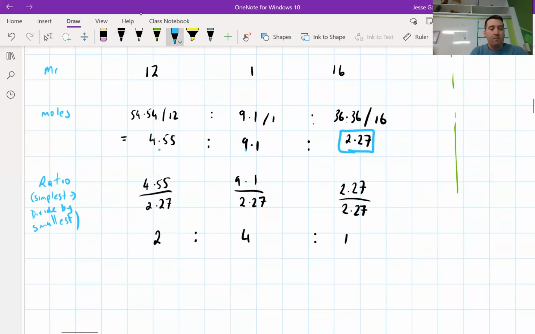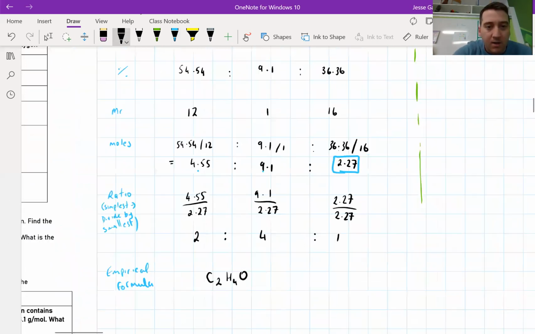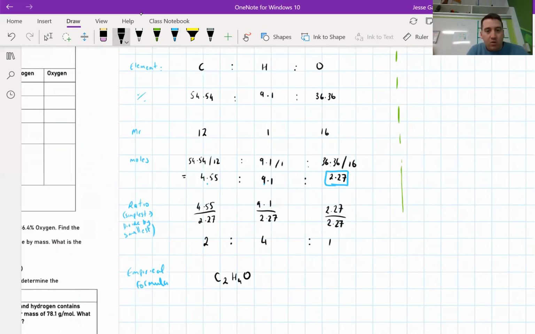So my empirical formula then is that we have 2 parts carbon, so C2, 4 parts hydrogen, H4, and 1 part oxygen. I'll just go back up and make sure those elements match. Yeah, so the 2 here was with the carbon. So 2 carbons, 4 hydrogens, 1 oxygen. That's why that's the empirical formula. Pretty straightforward, simple maths, easy enough to do.